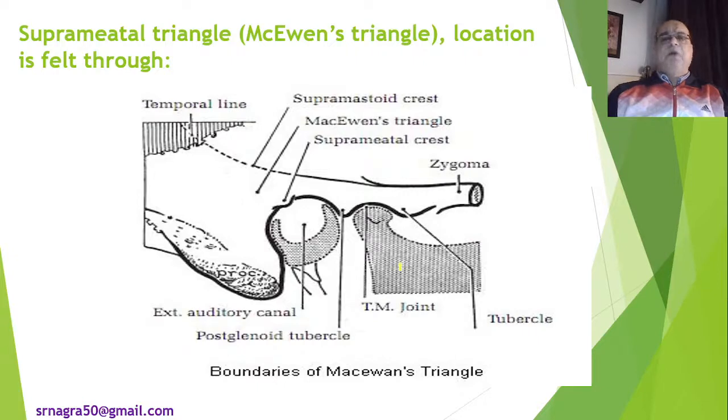The boundaries of MacEwen's triangle: in front is the temporomandibular joint. Then this is the external auditory canal, and above, this is the zygomatic line, and the temporal line going like this separates it from the middle cranial fossa. So superiorly is the temporal line, anteriorly is the external auditory canal, and if we draw a tangent from this temporal line to the external auditory canal, this becomes a triangle which we call MacEwen's triangle.